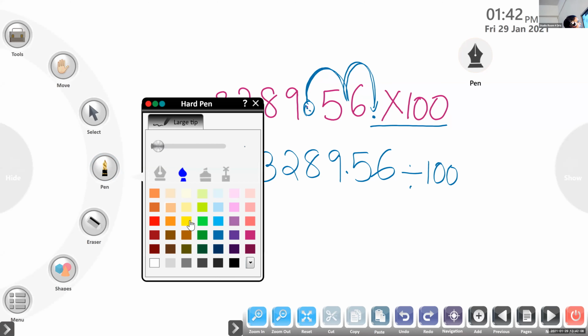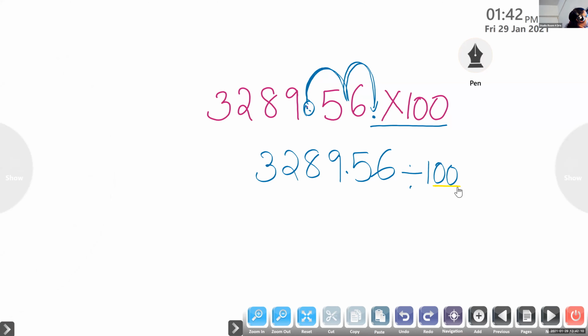So here we have how many zeros? 2 zeros. So here 1, 2. So here the point is 32.8956. So children, when you multiply by 100, we should move the decimal point to the right side by 2 digits. When you divide by 100, you should move the decimal point to the left side by 2 digits. Is that clear? Yes. So I will give you some questions.